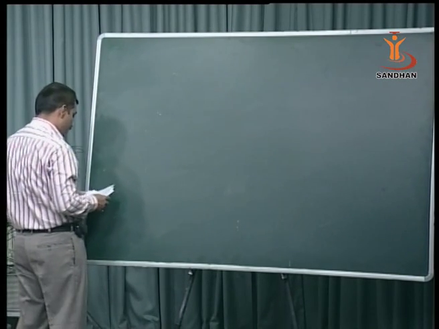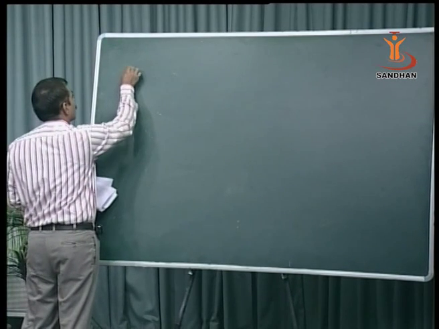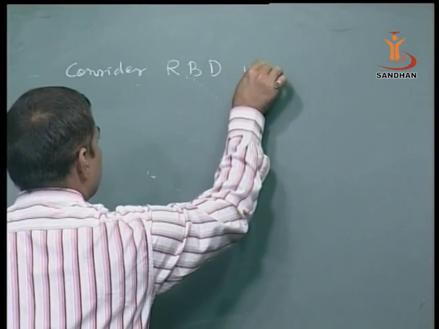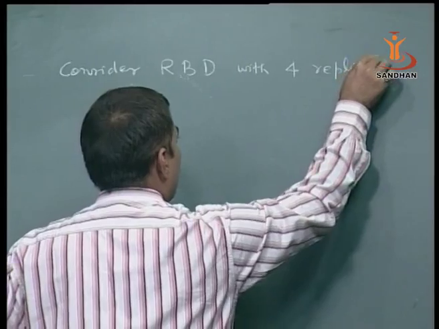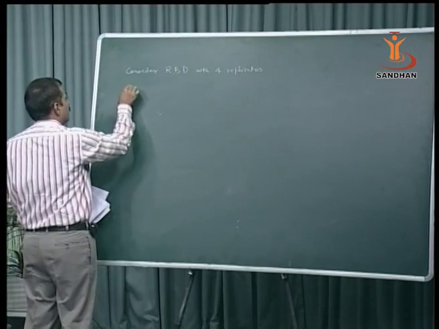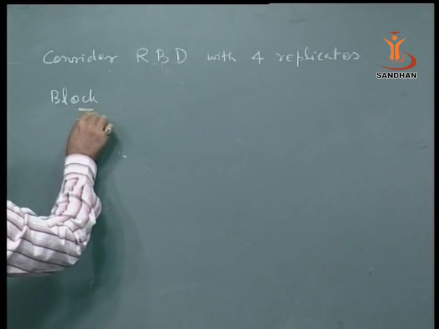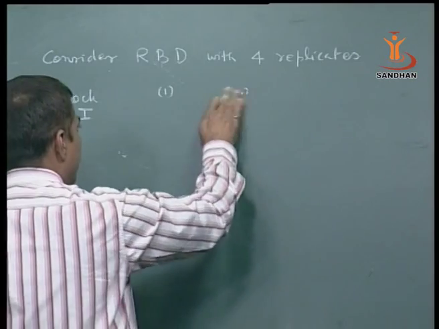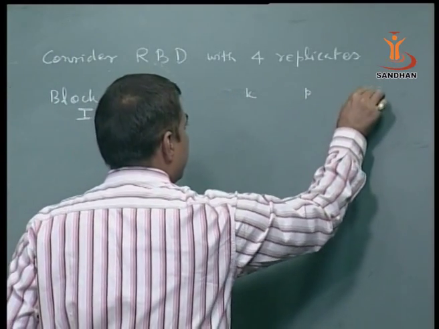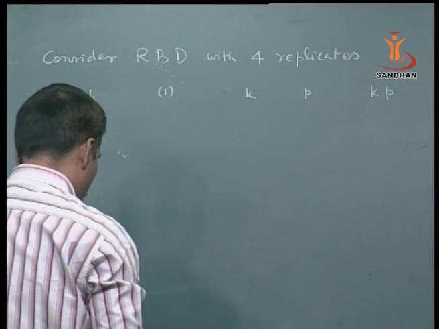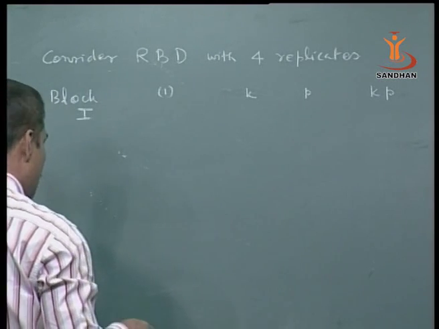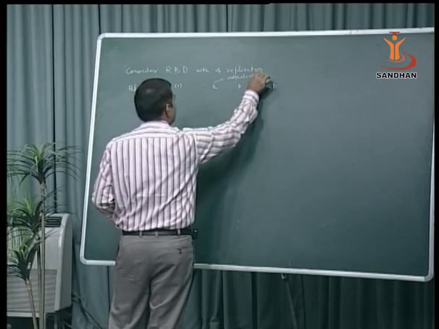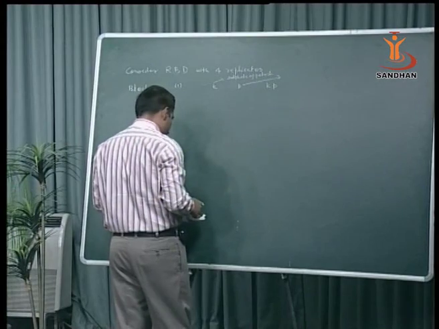Now, considering randomized block designs with 4 replicates. In block first, we take K, P and KP. Here K is for sulfate of potash, for example, and P is sulfur phosphate.